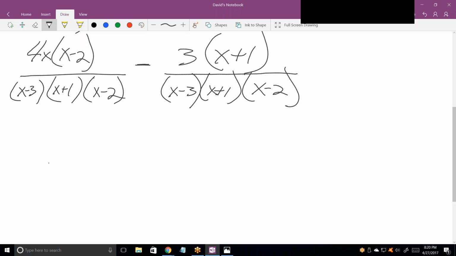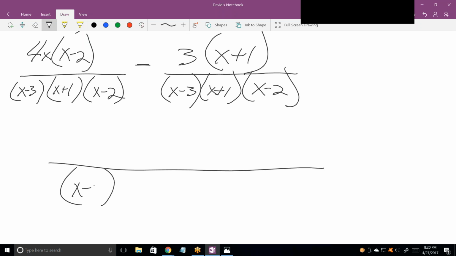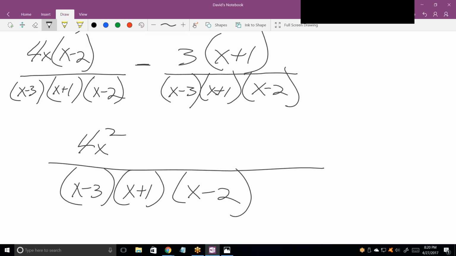Now, common denominator is still this. And all I'm going to do is operate on the numerator. What's the numerator give me? 4x squared minus 8x minus, okay, minus 3x plus 3. Is it plus 3? Or minus 3. You see why it's got to be minus 3?